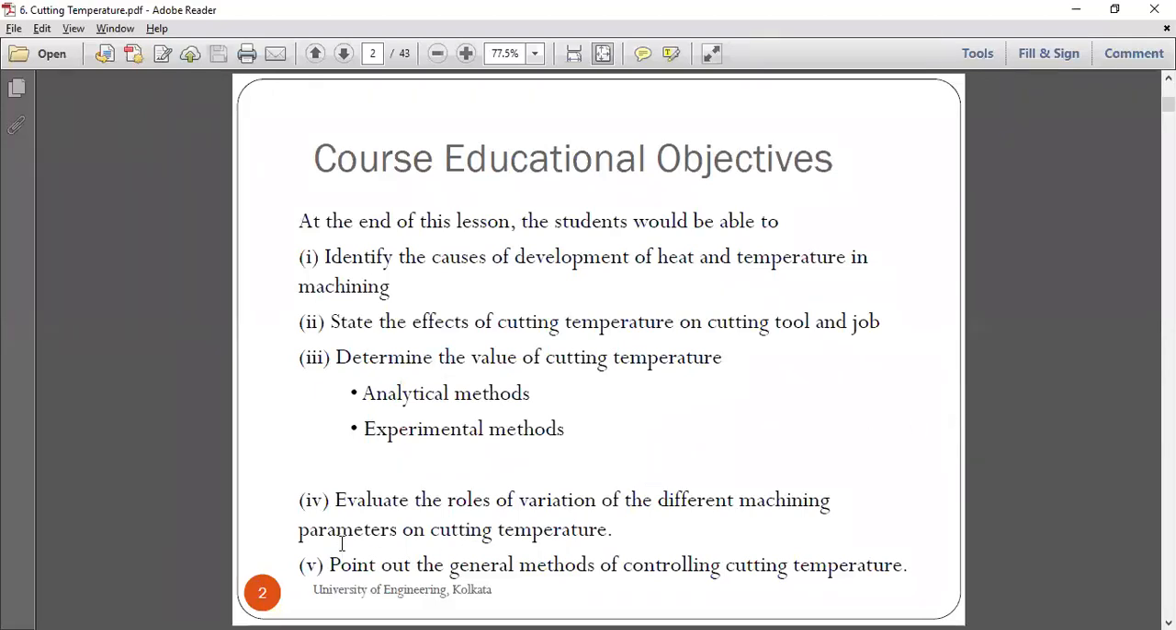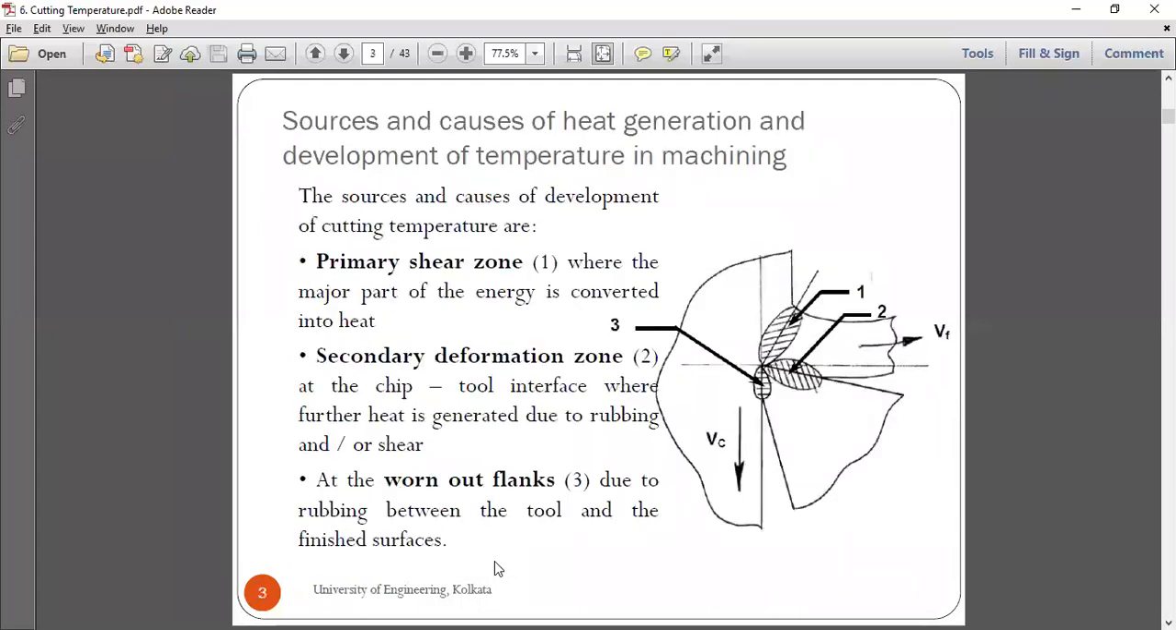And also one very important thing, that is the cutting environment, that is what kind of cutting fluid we are using, whether or not we are using any cutting fluid. These are the things which we need to consider in order to determine what the roles of these variations are on the temperature which is generated. So what we need to do for controlling the parameters is also a major concern.